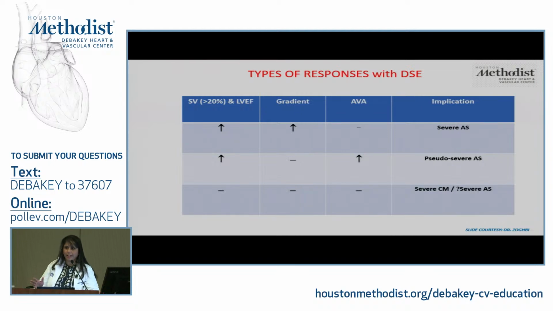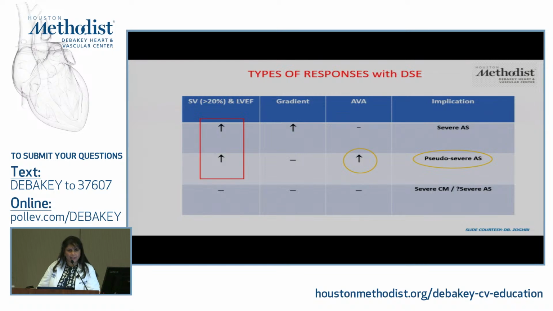Before we go into the discussion, let's talk about the scenarios, right? So what can happen? First option is this one. I want to simplify this for you guys. At any point, if the aortic valve area increases to more than 1, then you know it's not severe, right? That's a pseudo-severe state. That's the first scenario.